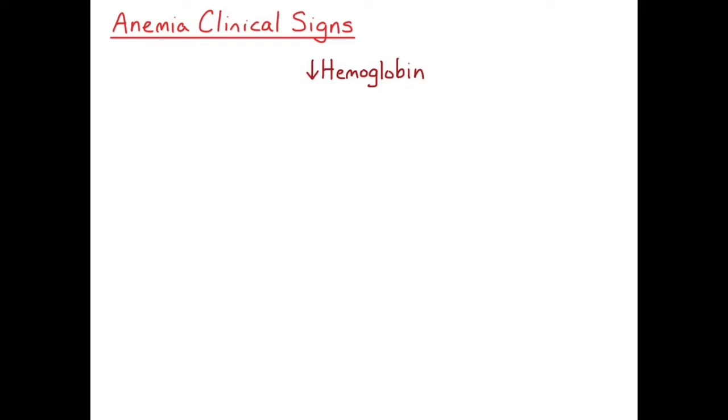This video is going to be on the clinical signs of anemia. All of the clinical signs of anemia we can attribute back to a low hemoglobin concentration. Hemoglobin is the molecule that delivers oxygen to the tissues. So if there's less hemoglobin, then there's less oxygen delivery to the tissues, and this is known as tissue hypoxia.